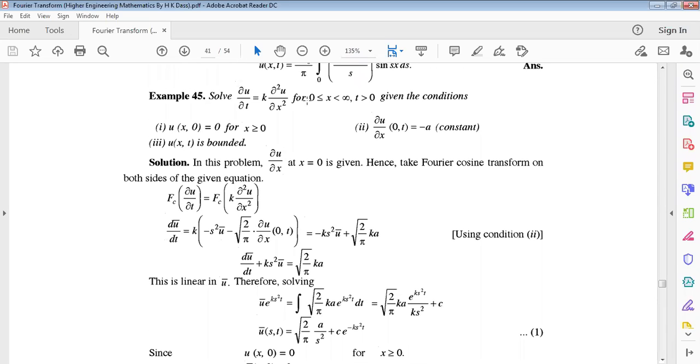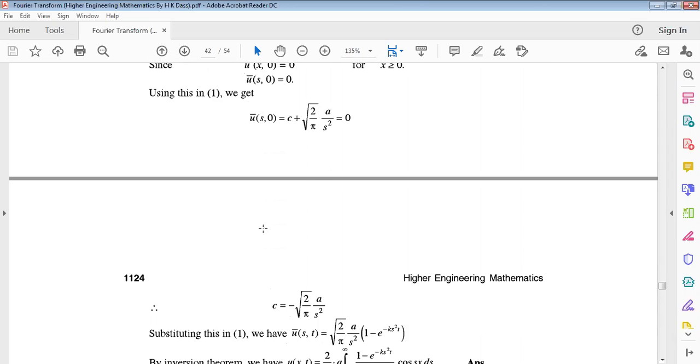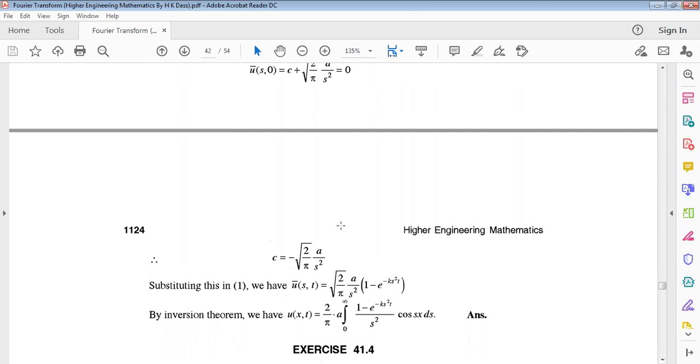Similar process, we have already solved a problem like this, the heat equation. Similarly you can solve this one, this is left for you, these two. Okay, sir.